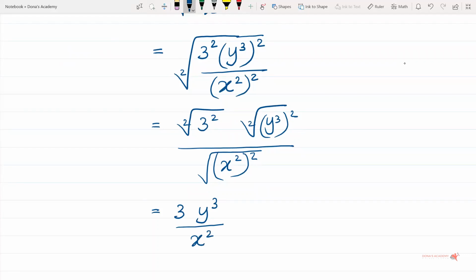Right? So all the conditions are satisfied. We don't see any radical pieces, so we don't have to worry about those conditions, and the rationalizing denominator is rationalized. So this is the final answer.